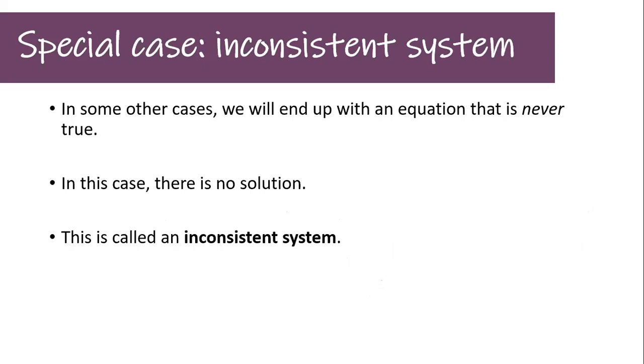Now, if we can have those cases where a number equals a number all of the time, then it should make sense that we could end up with something that doesn't make any mathematical sense. If you end up with an equation that is never true, there's no solution, and you end up with what is called an inconsistent system.